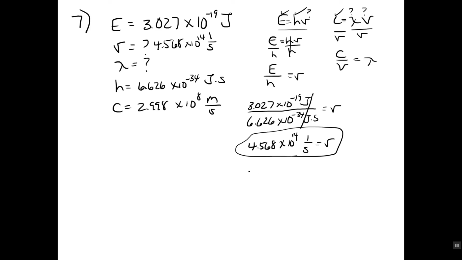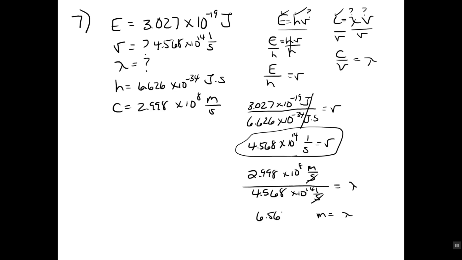And again, just like in the last problem, let's go ahead and do that. 2.998 times 10 to the 8th meters per second over the frequency, 4.568 times 10 to the 14th, 1 over S. S's cancel out, so you get meters is equal to wavelength. And 2.998 times 10 to the 8th divided by 4.568 times 10 to the 14th gives you 6.563 times 10 to the negative 7th. Now, that gives you your wavelength.